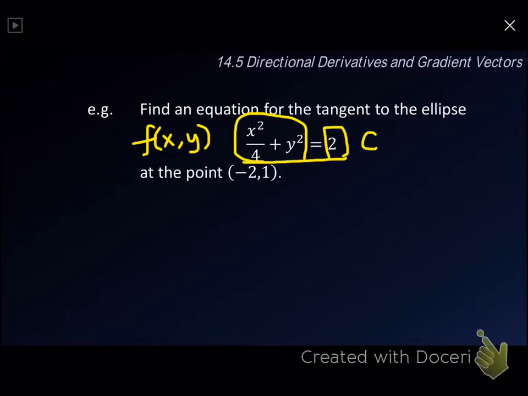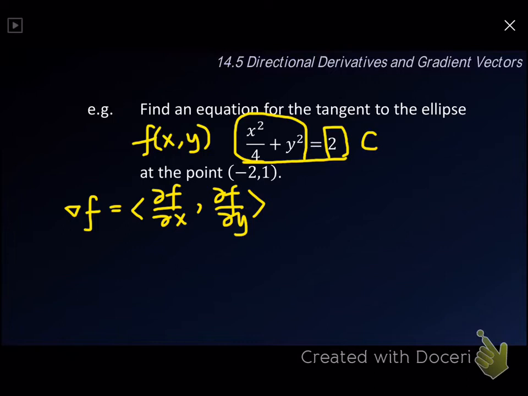So after you have obtained f, our next step is to find the gradient of f, where the gradient of f is equal to del f del x as the first component and del f del y as the second component. Then we're going to find del f del x. From the expression, del f del x is equal to 2x over 4 and del f del y is 2y.